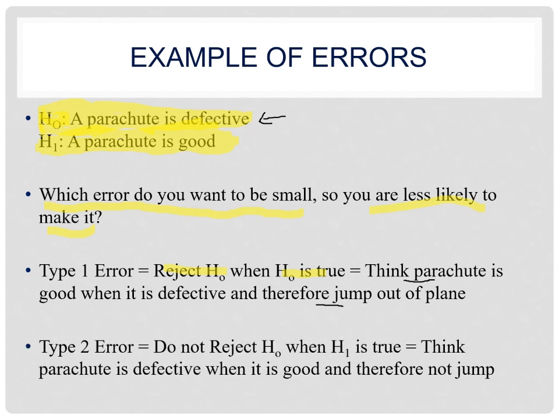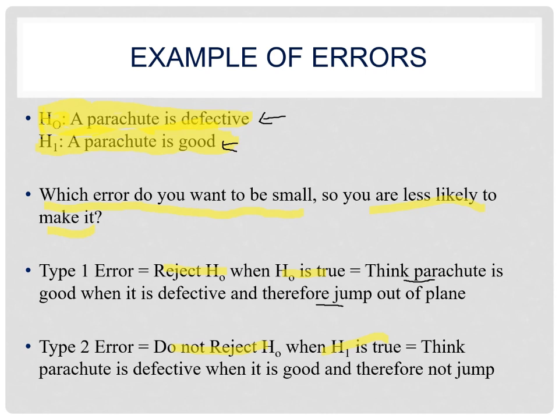Or, type 2 error, I don't reject H naught when in fact it's true. So if I don't reject H naught, and I say, okay, I don't reject H naught, I do think it's defective. I see no evidence to say it's not defective, so I believe it is, where in fact it was a good parachute, but because I thought it was defective, I didn't jump.